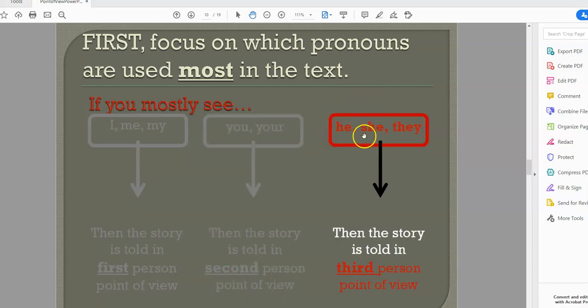Then, if you're seeing pronouns like he, she, they, them, their, maybe common nouns like boy, girl, or proper nouns, names like Sue or Dan, then you know that the story is told in the third person point of view, meaning that the narrator is outside the story. So first person is going to be a character that's in the story telling the story. Third person is going to be somebody outside the story telling the story.